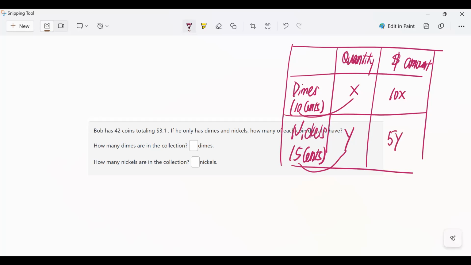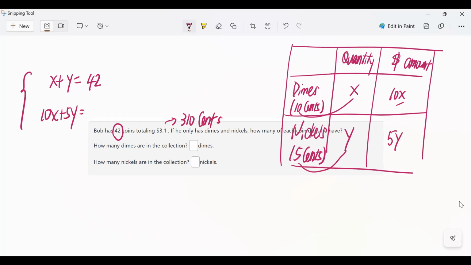Now we can easily set up two equations. The first one is the quantity, right? If you add X dimes and Y nickels, you get the total coins, which is 42 coins. Bob has 42 coins. And then the total dollar amount, meaning 10 cents, is 10X plus 5Y. That is equal to $3.10. That's 310 cents.